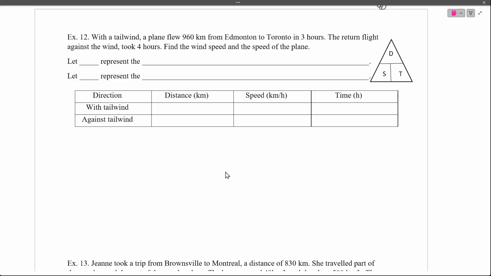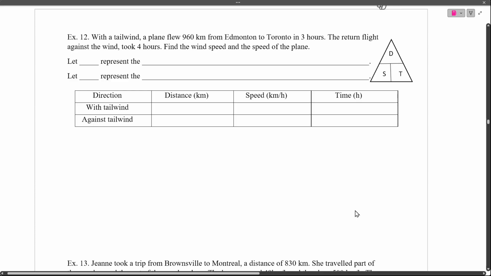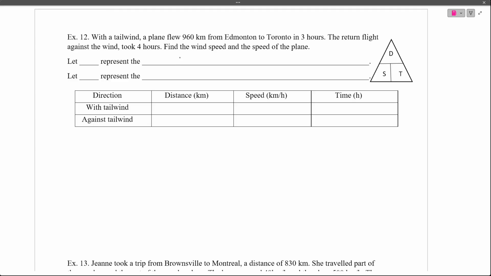So instead of a current, we're flying a plane, and we have a tailwind, which means it's coming from the rear, which means it's pushing it along. Okay, so let's try and visualize this. With a tailwind, a plane flew 960 kilometers from Edmonton to Toronto in 3 hours. The return flight against the wind took 4 hours. Find the wind speed and the speed of the plane.